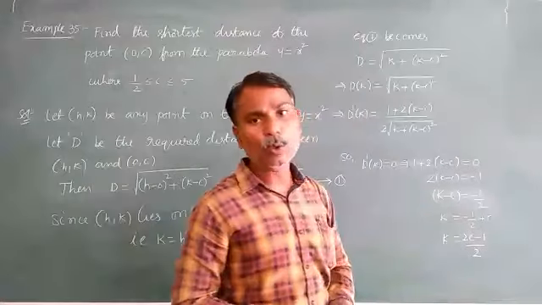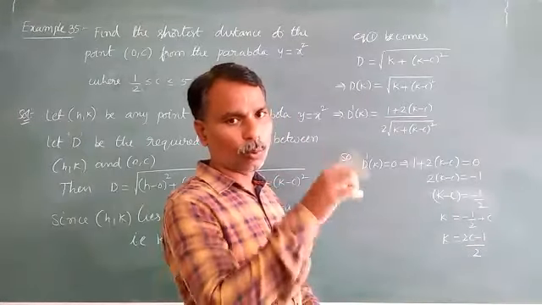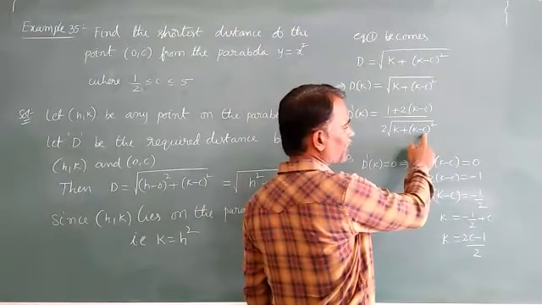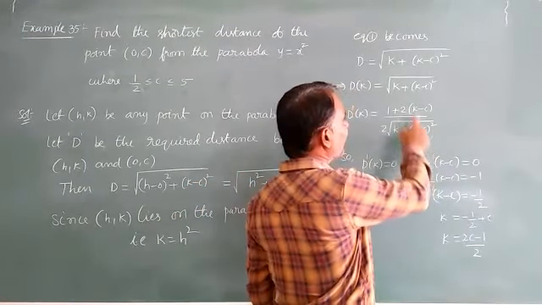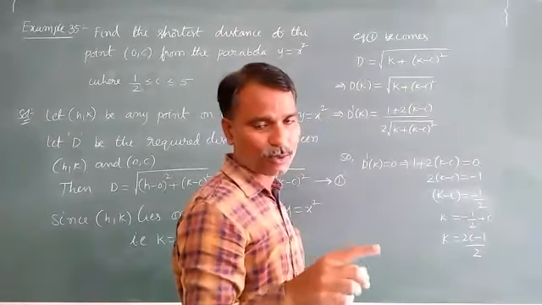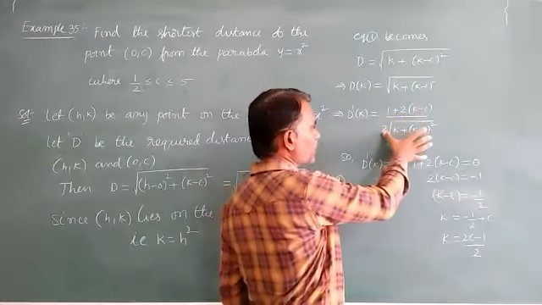Differentiate: the root derivative is 1 by 2 root x, so 1 by 2 root of k, plus (k minus c) whole square with respect to k. The k derivative is 1. (k minus c) whole square is 2x, since x square derivative is 2x. Now we got this expression.